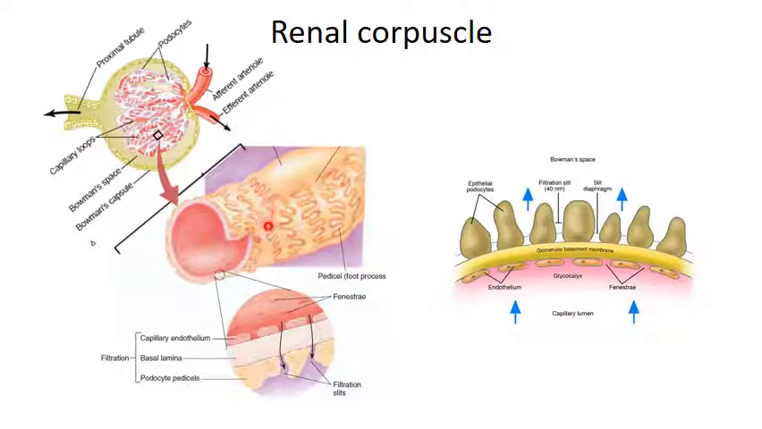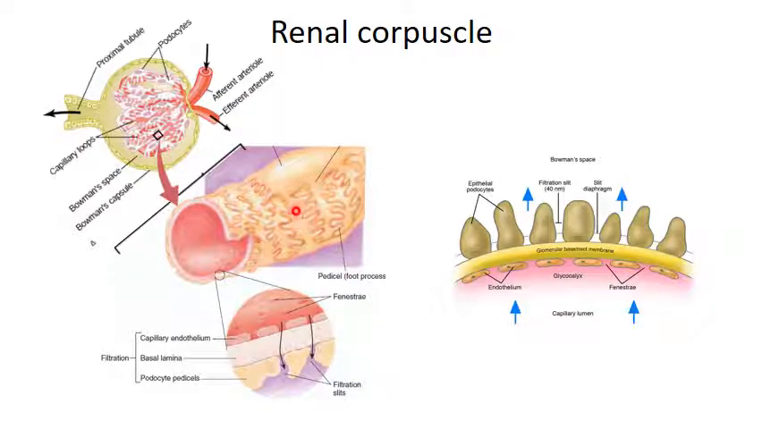This diagram is showing you how podocytes are wrapped around the capillaries. This is a podocyte and these are foot processes of the podocyte. You can see that each foot process from a podocyte is further divided into smaller processes. The large process is called a pedicel or the primary foot process, and the smaller processes are called secondary foot processes.